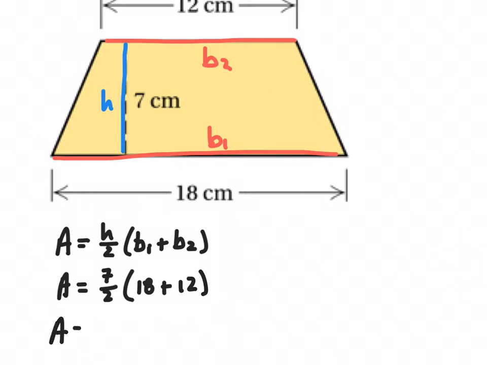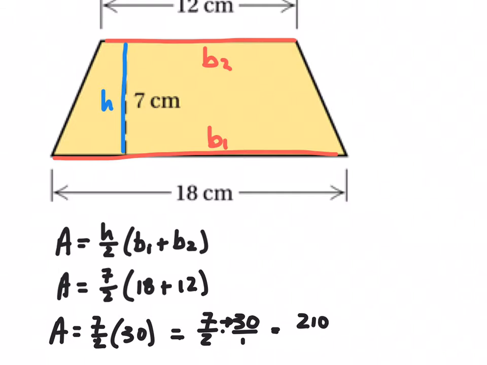So I've got area is equal to 7 halves times 30. Now, let's convert: if we've got to do 7 halves times a number, let's do 7 halves times 30 over 1, and we'll just multiply across. So 7 times 30 gives us 210, and then 2 times 1 is just 2. So 210 divided by 2 is going to give me 105, so 105 centimeters squared.